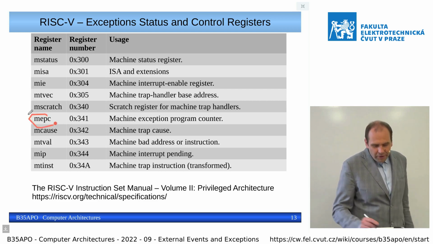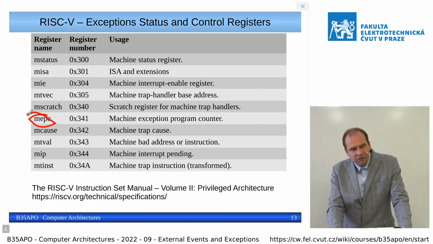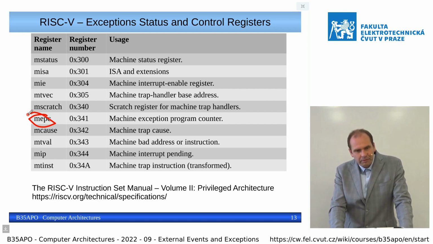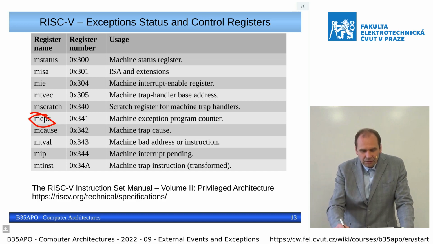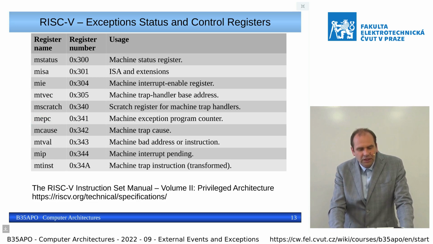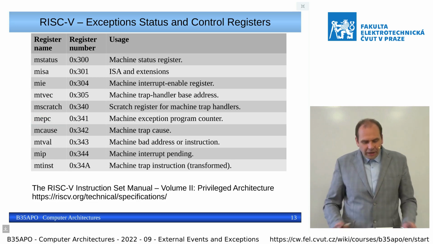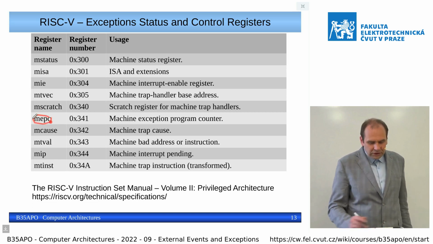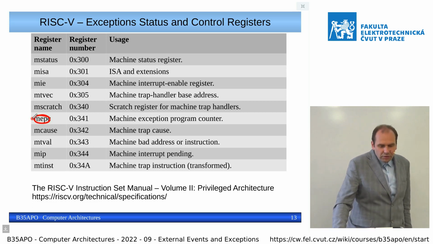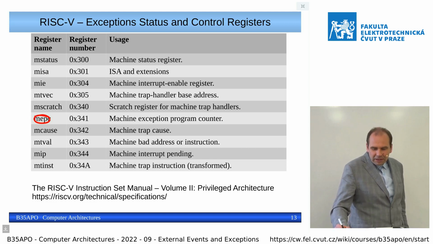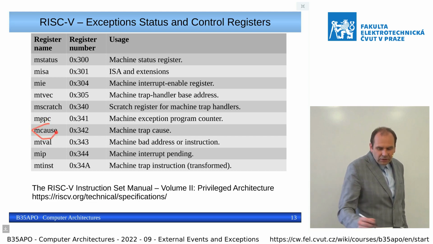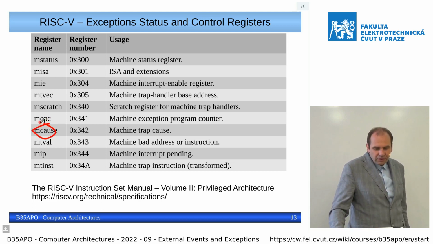Then we need to know which instruction has caused the exception. If the exception is caused directly by the given instruction, for example, an invalid access to memory, then this register keeps the address of that instruction. When we correct the situation and return to this address, the given instruction will be re-executed, and maybe we get a correct result or another exception.